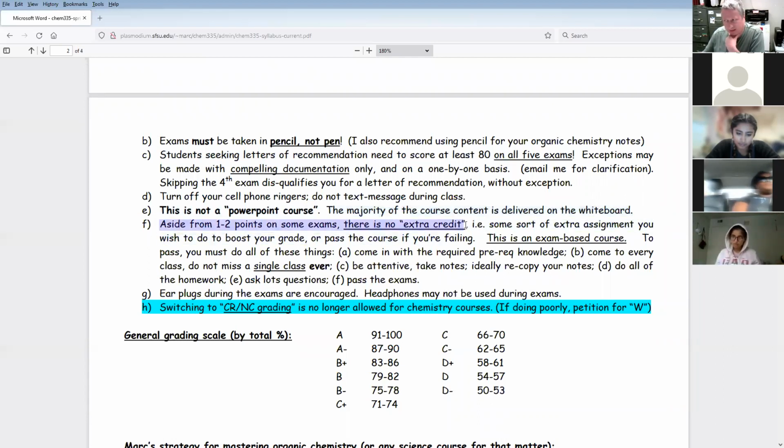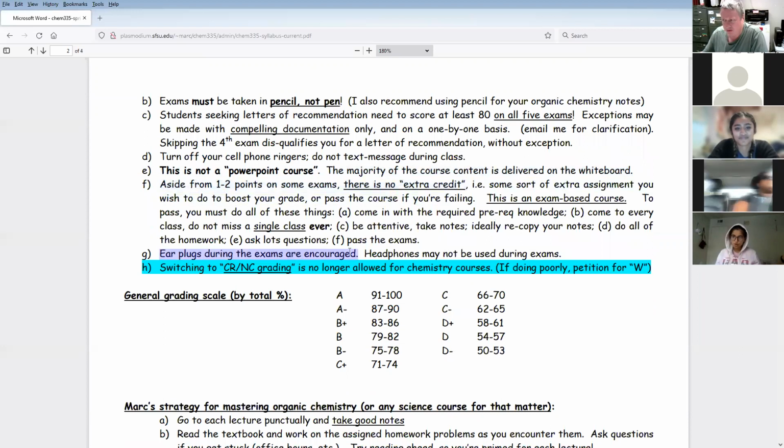Not really extra credit. Here and there, I'll give you a one point extra credit problem on the exams. Earplugs are a really cool idea for exams. If you're distracted at all, bring earplugs along with your pencil and eraser. As far as I know, the department's not allowing credit, no credit grading anymore. Somehow people did it last semester, although it's not formally allowed, and I was told we can't really allow it anymore. So it's on the syllabus.